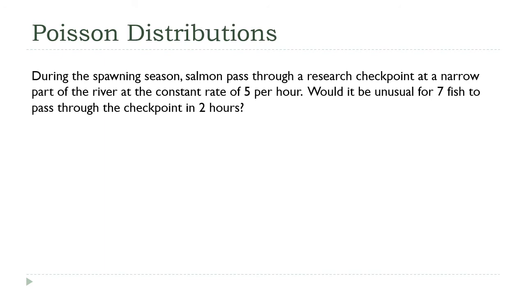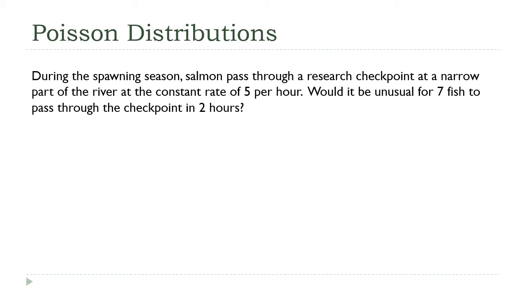Okay, so speaking of salmon, I'm back to my salmon scenario here. And I've got our usual question. Would it be unusual for 7 fish to pass through the checkpoint in 2 hours? We looked at the probability of this earlier. It came out to 9%, if I remember right. So now we're asking this question, is this unusual? And I'm going to use my standard plus or minus 2 standard deviations rule.